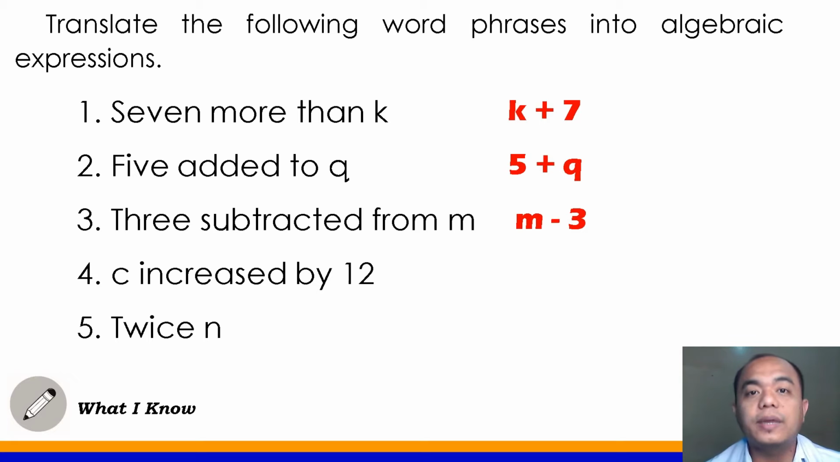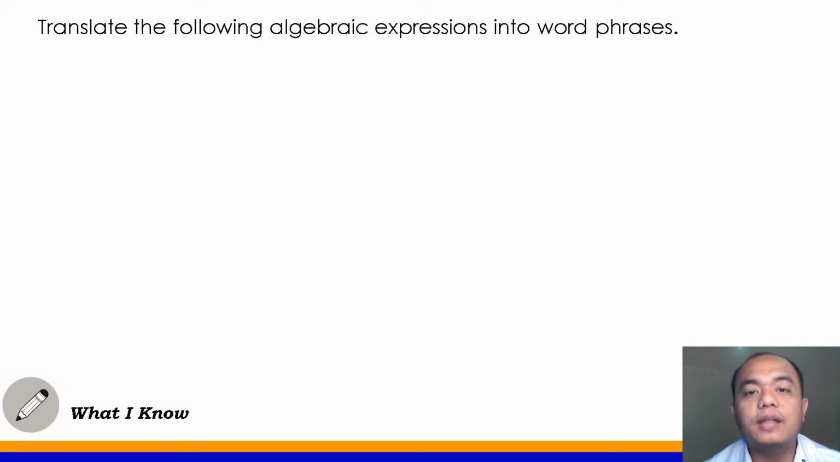C increased by 12. Correct. It's C plus 12. Number 5, twice n. Very good. It's 2 times n or 2n. Direction, translate the following algebraic expressions into word phrases. Number 6, and how do you translate that into word phrase?